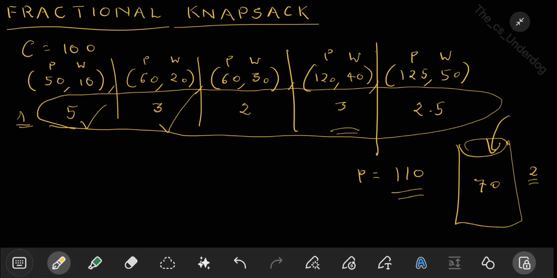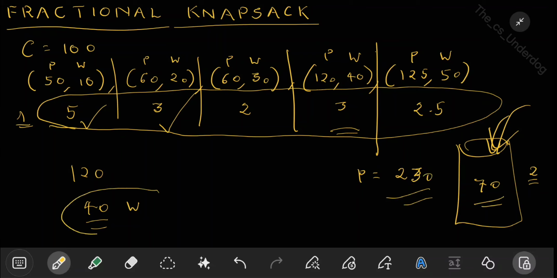Which is the third option? Again you have one more item which is having a profit by weight ratio of 3, which means it is having a profit of 120 if you use up 40 units of weight. So 120 added with 110 will give you total of 230. So when you add this third item into the knapsack, your profit becomes 230. And what about the remaining capacity of knapsack? You are going to take up 40 units of additional space. So from 70 it comes down to 30 because 40 is taken up and you have 3 items in the knapsack now.